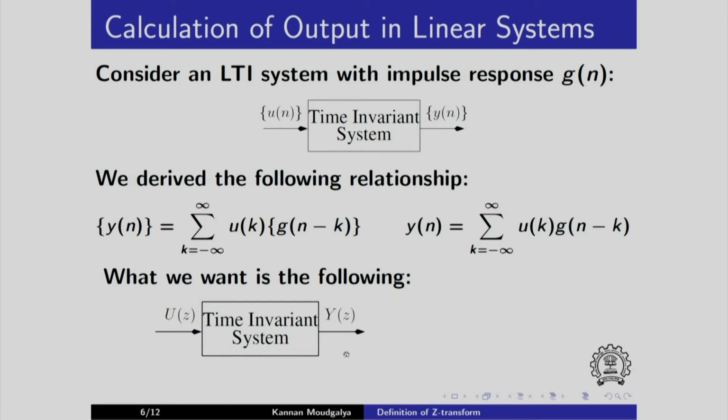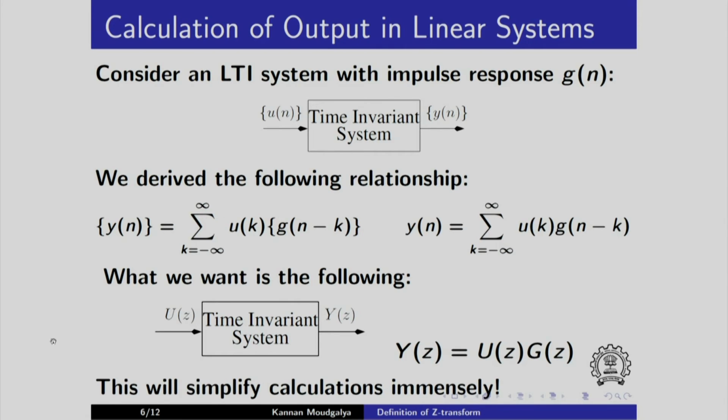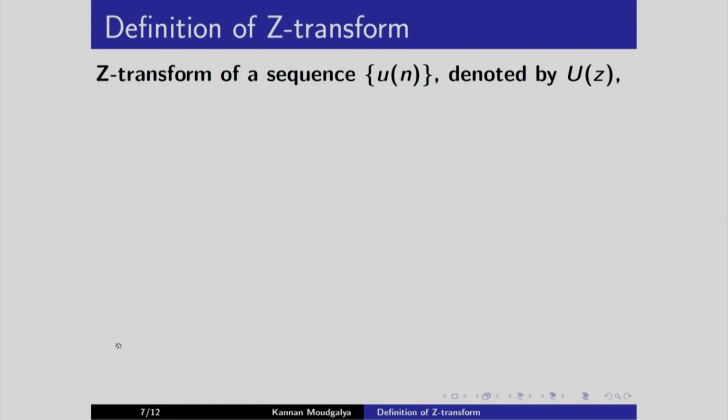So, you have u(z) and y(z), and so we get y(z) equals u(z) g(z). In fact, we showed in one of the previous slides that we can replace this convolution with this multiplication. So, this is the motivation, and where is it useful? It is useful in our LTI systems, which we will study in this course on control system design. We will show that this representation will simplify calculations immensely. So, let us define the Z transform.